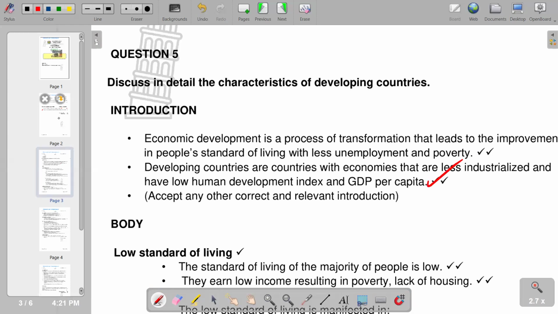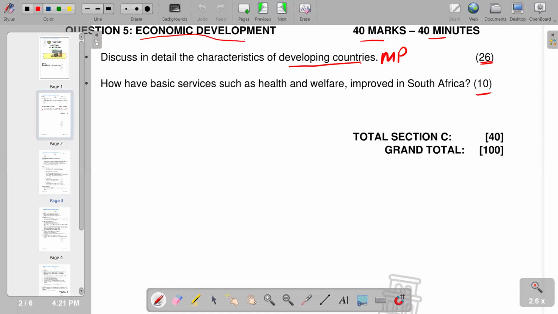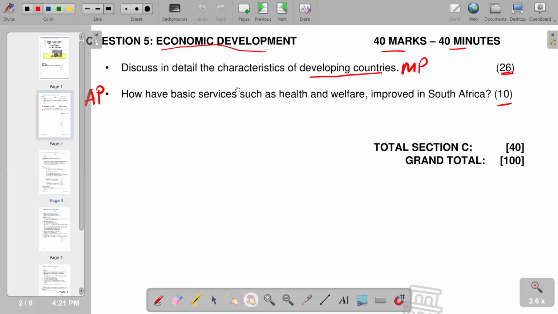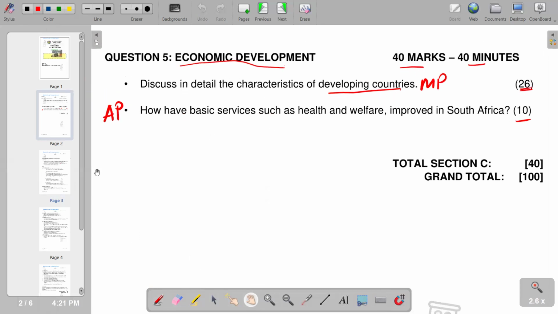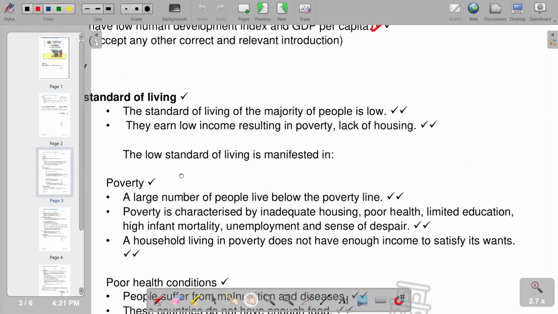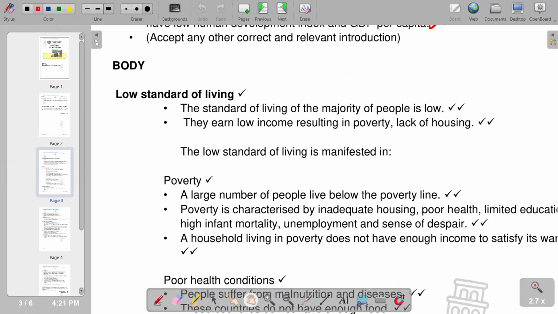Then we go to the main part, which reads: discuss in detail the characteristics of developing countries. So what are the characteristics of developing countries? The first characteristic is a low standard of living. Low standard of living characterizes developing countries. Citizens in developing countries are going through a low standard of living, whereby the standard of living of the majority of people is low, and they earn low income, resulting in poverty and lack of housing. So this is the explanation in terms of a low standard of living.